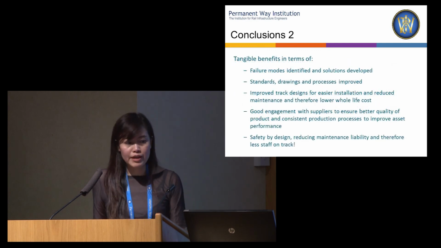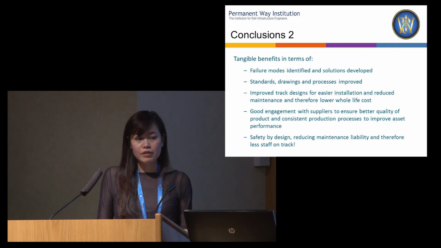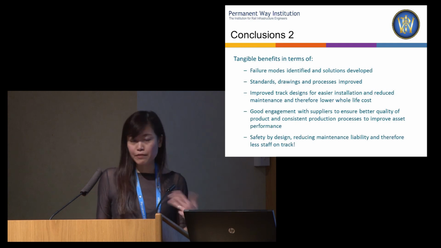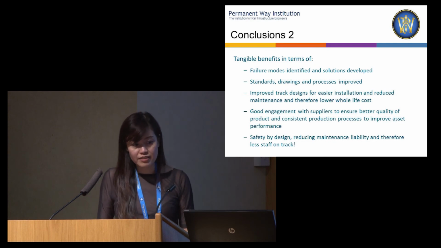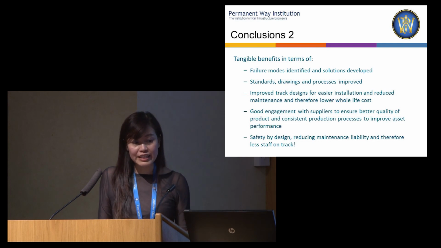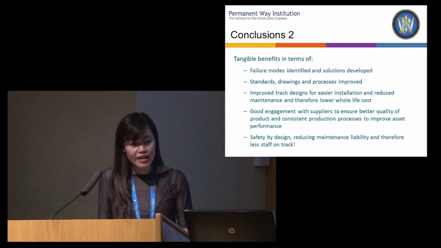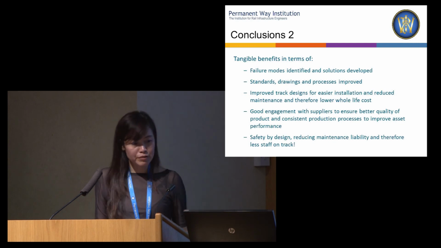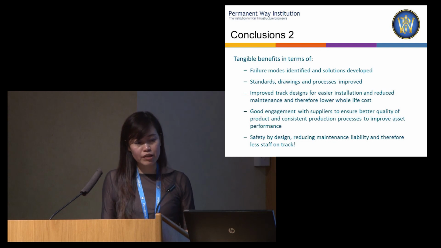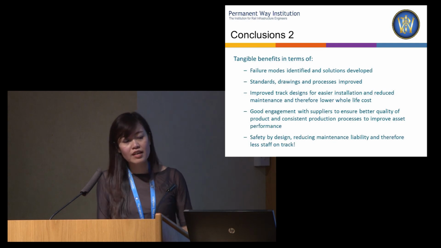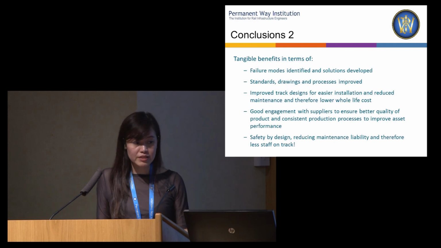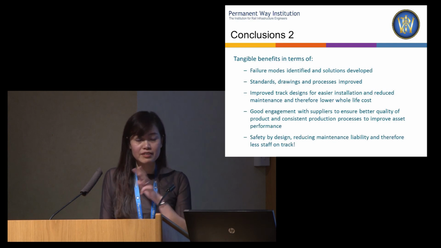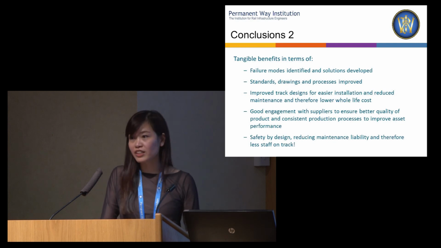The examples show tangible benefits in terms of we identified the failure modes and developed solutions for them. We improved the standards, drawings, and processes, and we improved track designs for easier installation, lower cant that is, and reduced maintenance and therefore lower whole life cost. We have good engagement with suppliers to ensure better quality of products and consistent production processes to improve asset performance. And most importantly, we have safety by design. We make sure we design something that's safe, that we put on track, and it will work.